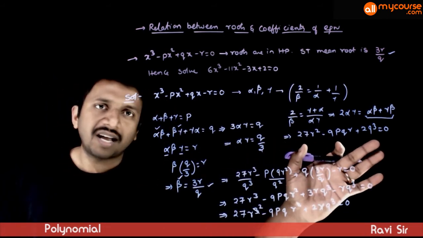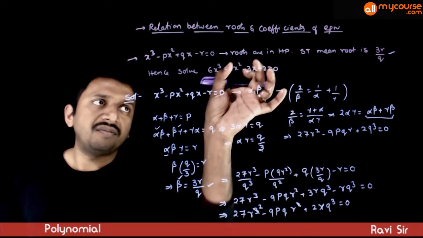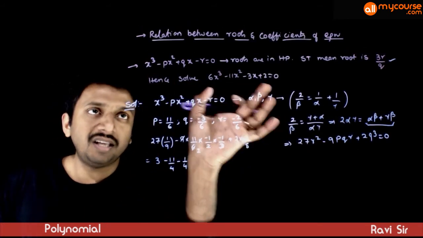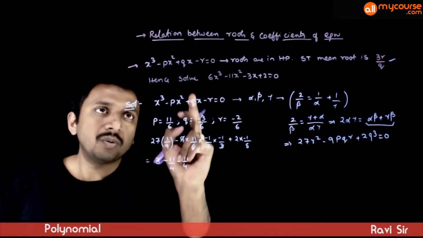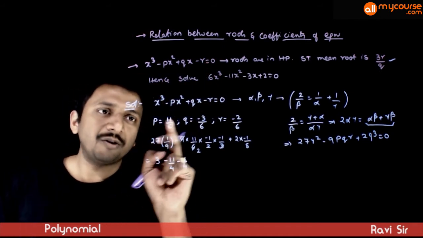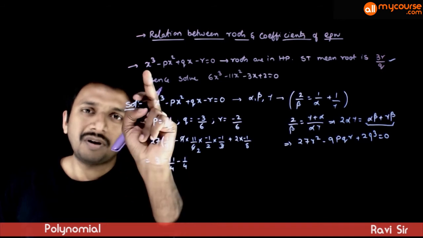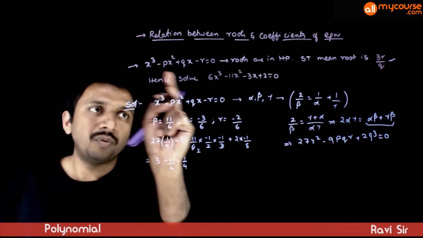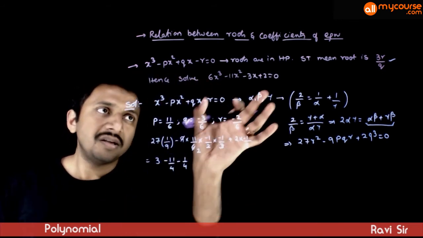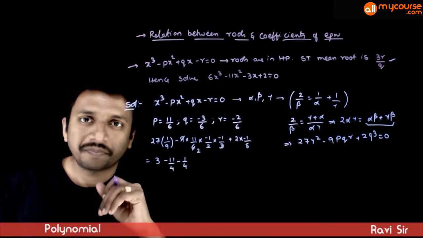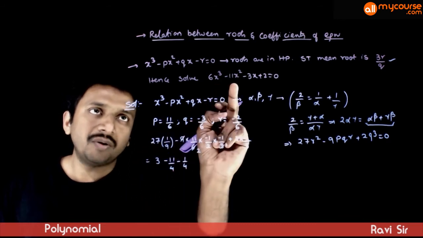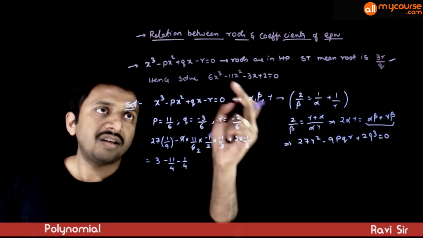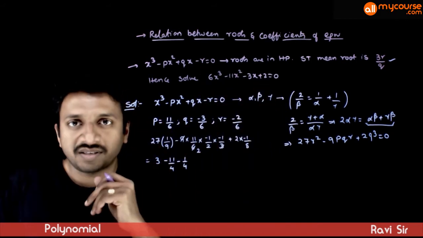So this is the condition which needs to be valid if the roots are in HP. If you compare this equation with this equation, what is the value of P? The value of P is 11 by 6, because in the given equation the leading coefficient is 1. So if you want to compare these two equations, you need to divide this equation by 6. So P is equal to 11 by 6 by comparison, Q is equal to minus 3 by 6 and R is equal to minus 2 by 6.